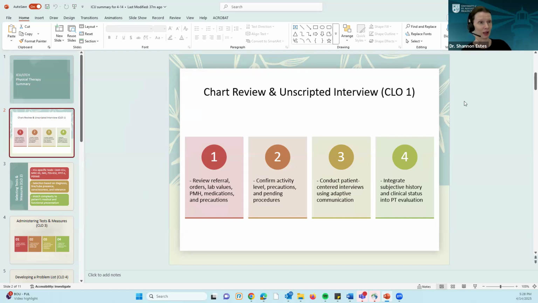At that point, I'm going to confirm with the nurse and I'm not going to see them right then and there because whatever they're pending might dictate whether or not they're going to end up being safe for me to see. So you're a lot more diligent with that in these settings. You're still going to conduct your patient interview. You're going to use adaptive communication if you need, which you're learning about in innovation and technology. And then you're going to take subjective history if you can, and tie all of that into your PT evaluation.